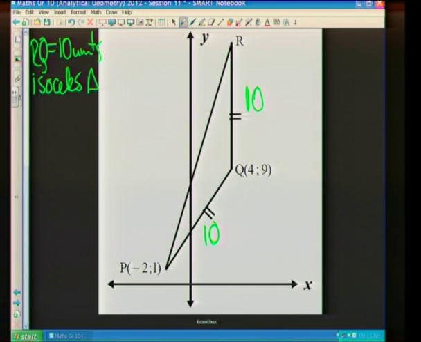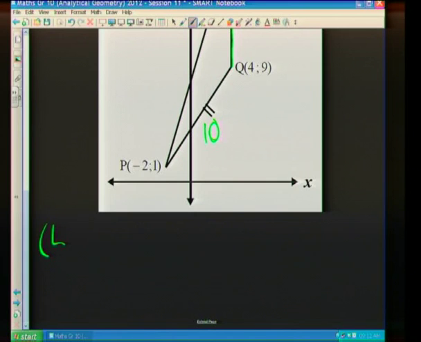Now remember earlier on, the fact that this line RQ is parallel to the y-axis means that the x-coordinate at R is the same as the x-coordinate at Q. So already I know my x-coordinate. All I need is my y-coordinate. So this is pretty straightforward. I am missing my y-coordinate. I've got the other x-coordinate, and I have the distance. So it's very similar to that question that we did a little bit earlier on.